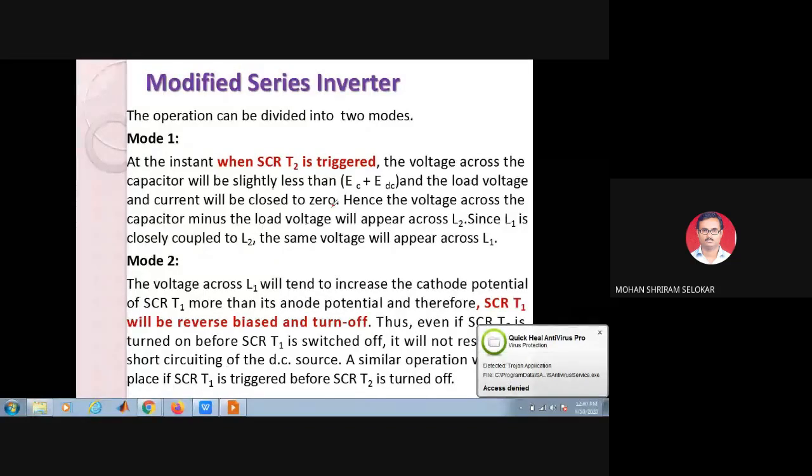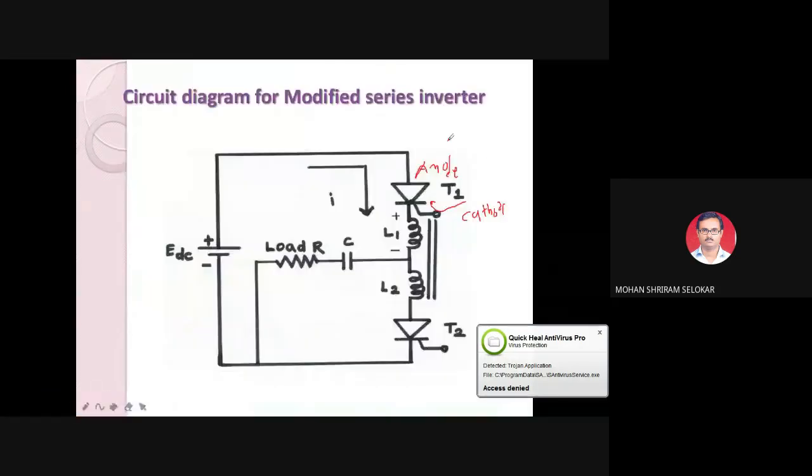Thus even if SCR-T2 is turned on before SCR-T1 is switched off, if such a situation occurs, meaning both the SCRs T2 and T1 are turning on at the same time, it will avoid the short circuiting of the DC source. Understand? If this is happening, right?